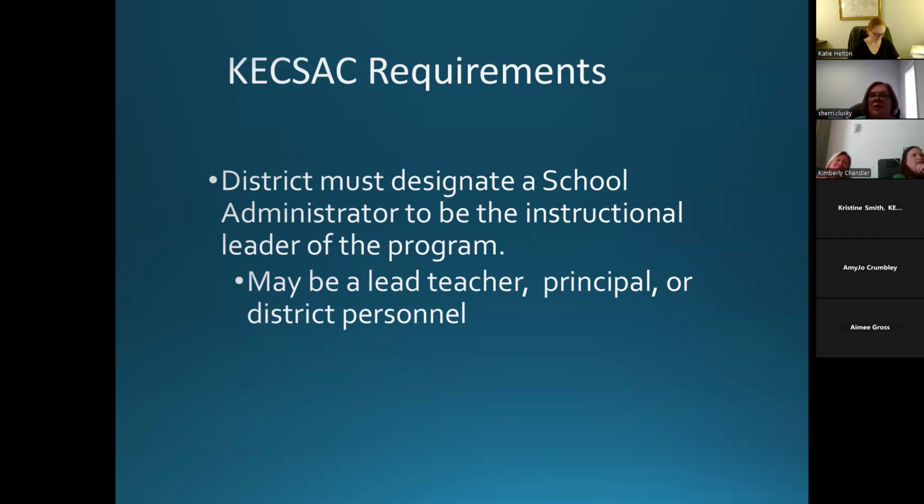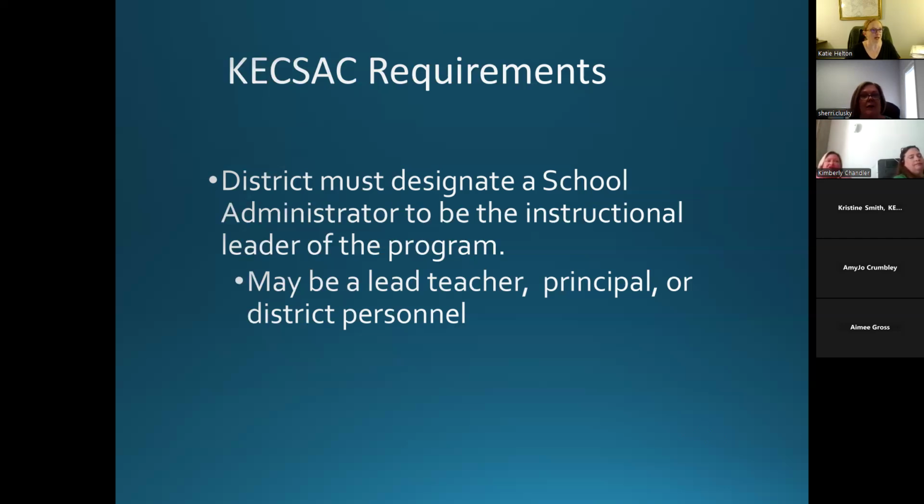On this, we always tell you, there has to be somebody designated. And then when Katie does the directory, she lists that person in the directory. So we always just need to know who should be our point of contact for your program. And some programs may have 2 points of contact they want listed. That's fine too. But somebody has to be designated as a school administrator to be the instructional leader of the program.